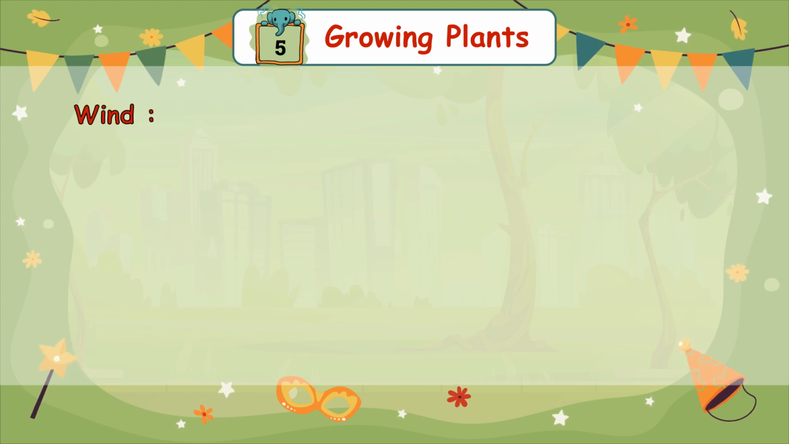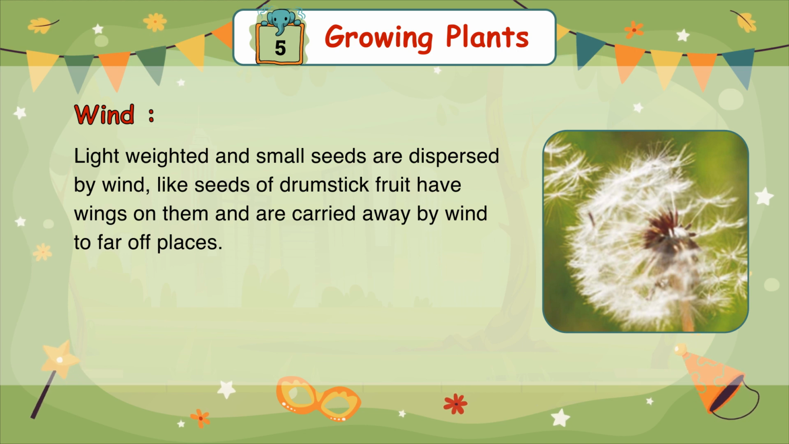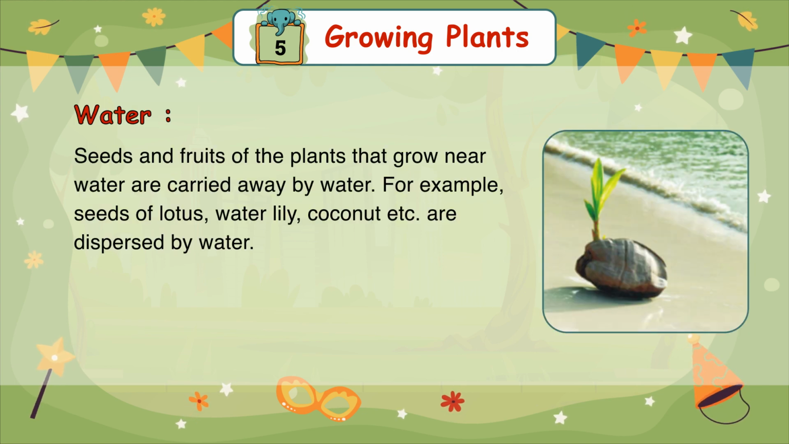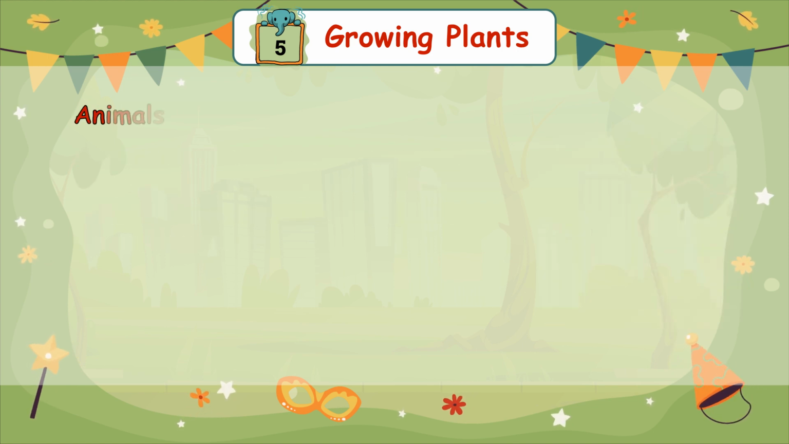Wind. Lightweight and small seeds are dispersed by wind, like seeds of drumstick fruit, which have wings on them and are carried away by wind to far-off places. Water. Seeds and fruits of the plants that grow near water are carried away by water. For example, seeds of lotus, water lily, coconut, etc. are dispersed by water.